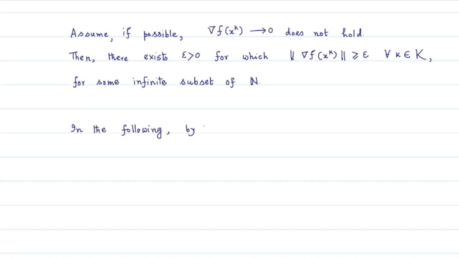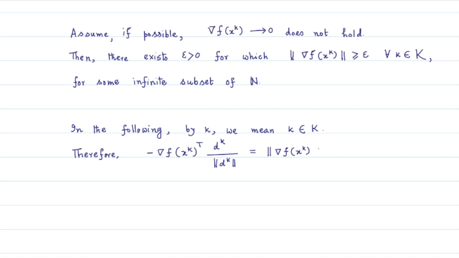By any k we mean k belonging to capital K. With any small k belonging to this capital K, we see that we have negative gradient at xk transpose dk divided by norm dk is equal to norm of gradient f at xk into cosine of the angle between dk and negative of the gradient f at xk, that is cosine theta k.